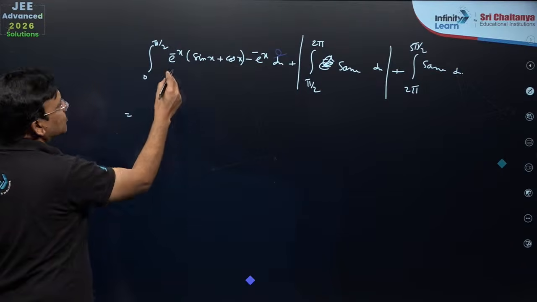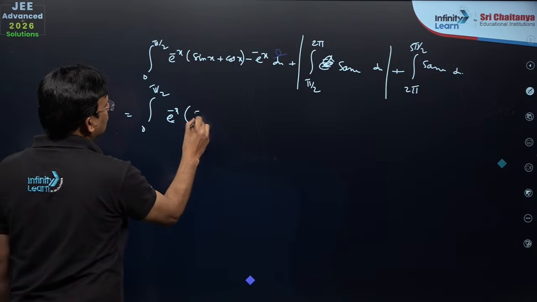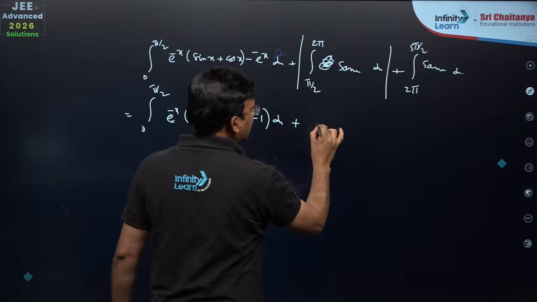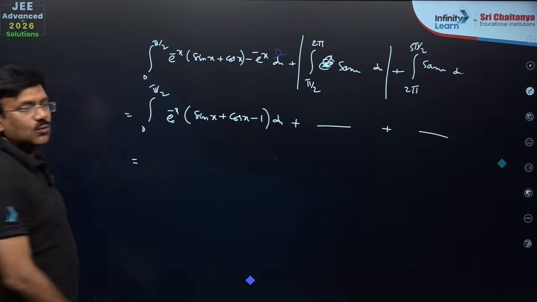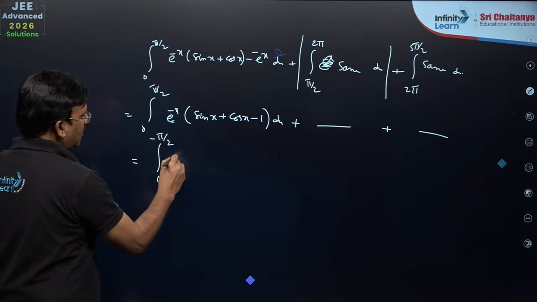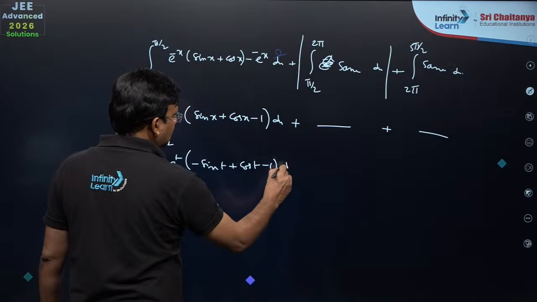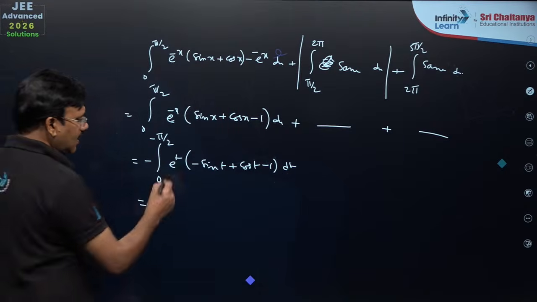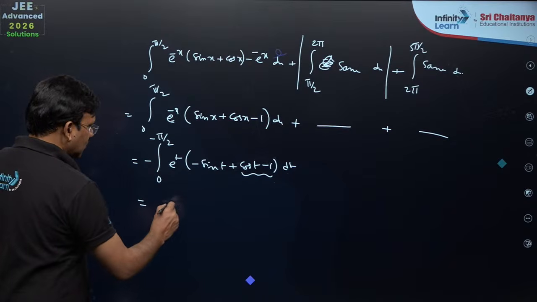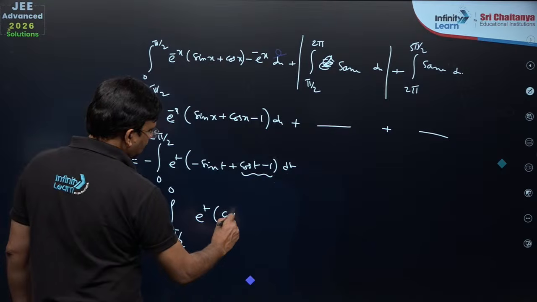So how to do this integral? You just take the integral 0 to pi by 2 of e power minus x into sin x plus cos x minus 1 dx. This part, similar, the limits will change. So here let me tell you how to evaluate this particular integral. You take minus x as t, so the limits become 0 and minus pi by 2; this is e power t, this is minus sin t, this is cos t minus 1, and d of minus x will become minus dx, so dt with minus. You see, e power t into cos t has derivative minus sin t, which is the form e power x into f of x plus f dash x. So this is the integral from minus pi by 2 to 0 of e power t into cos t minus 1 dt.